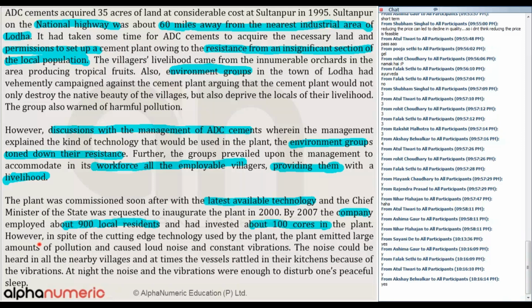However, in spite of cutting-edge technology, so they are using the latest available technology, the plant emitted a large amount of pollution and caused loud noise and constant vibration. The noise could be heard in all the nearby villages, and at times the vessels rattled in their kitchens because of the vibration. At night, the noise and the vibrations were enough to disturb one's peaceful sleep.